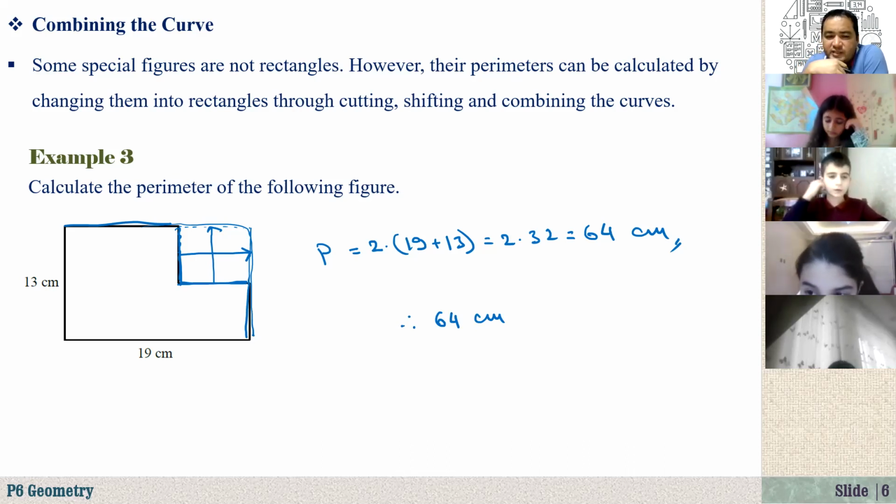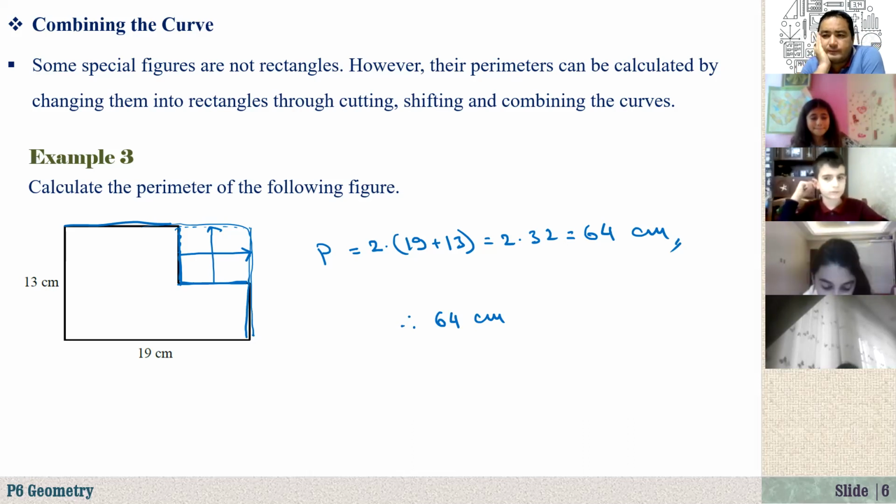No. How did you get 78? I said 19 plus 13 and get 32. Then I multiplied it by 2. I get 64. But then I divided 13 by 2 and get 6.5, and then added it, and so... No, no, it is wrong.